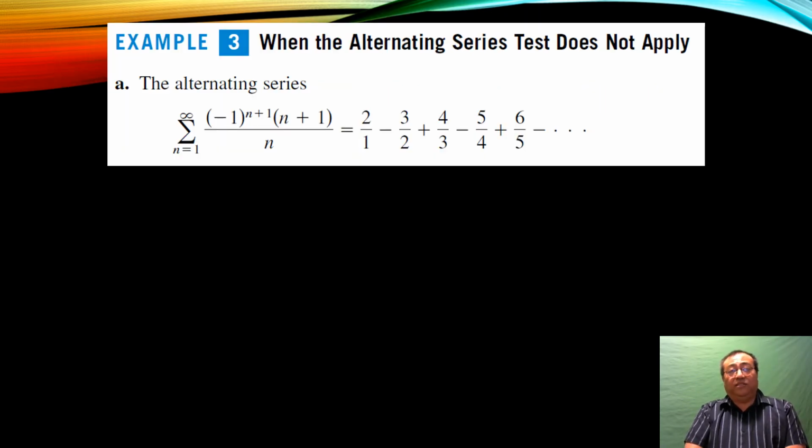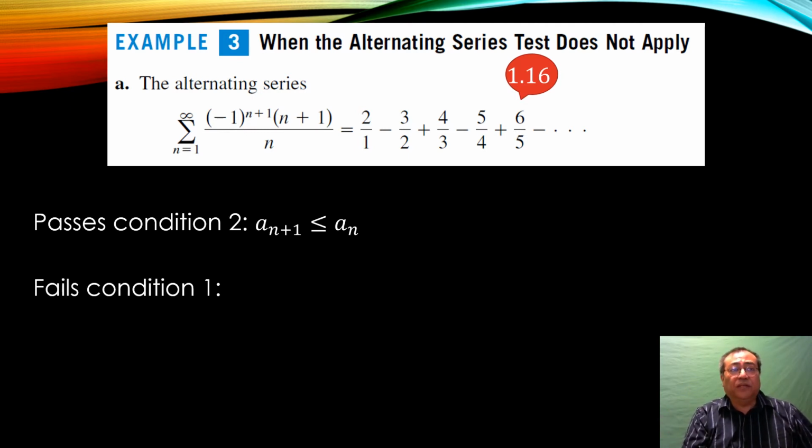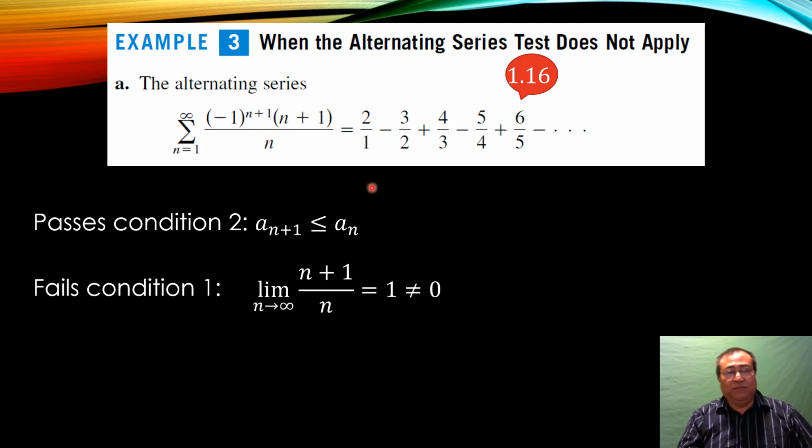When does the alternating series test not apply? Here's one. What do we got here? The first term is 2. The second term is 1.5. The next term is 1.3, 1.2, 1.16. So these terms are steadily going down. That means it's passing the second condition, that each successive term is smaller than the previous one. However, it fails the first condition. Look at that: n plus 1 over n. That limit is 1. It's not 0.